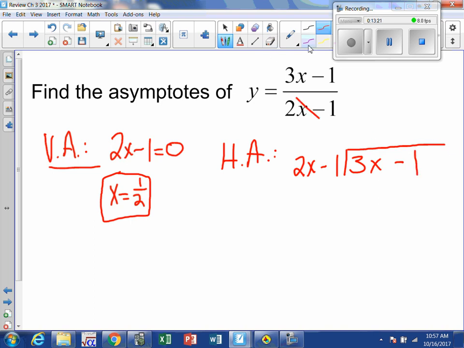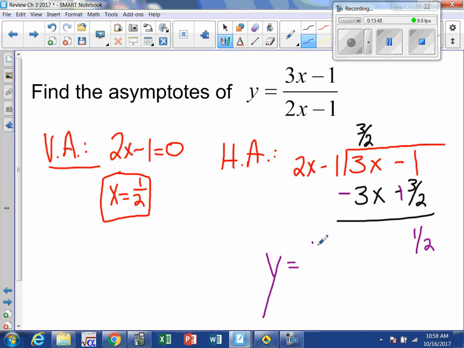So what times 2 gives me 3? It's 3/2. So 3/2 times 2, the 2's would cancel and give me 3x minus 3/2. We change our signs to subtract, and we get 1/2. But the important part, our horizontal asymptote is 3/2. And those are hard to get from the calculator because they're fractions. So that's why we want to make sure we understand how to do those without using the calculator.